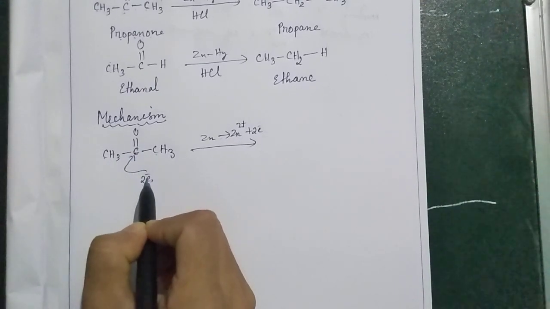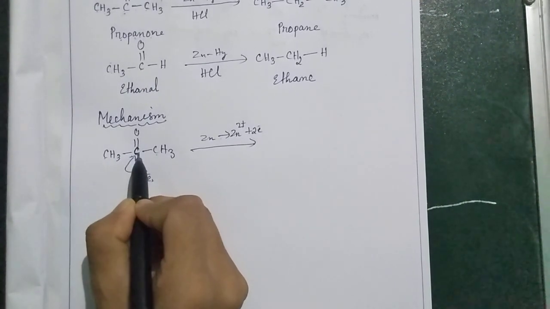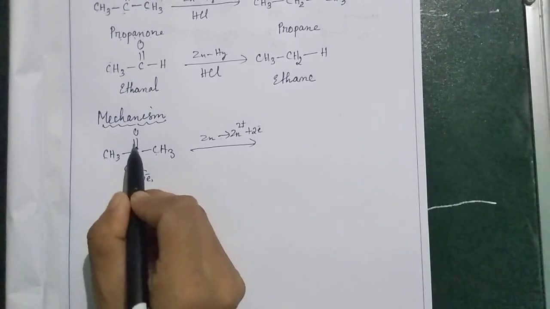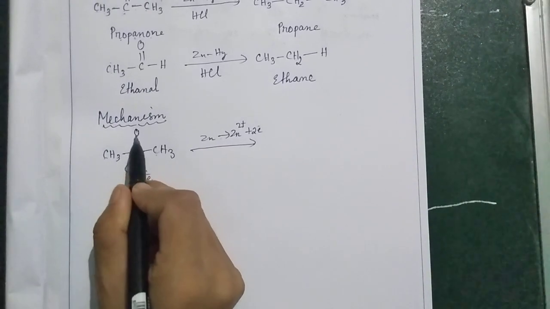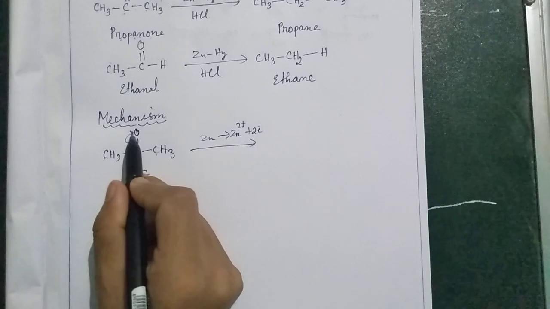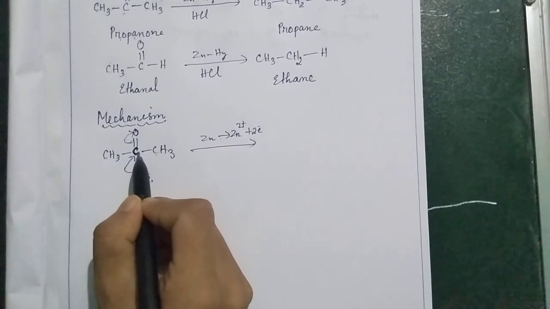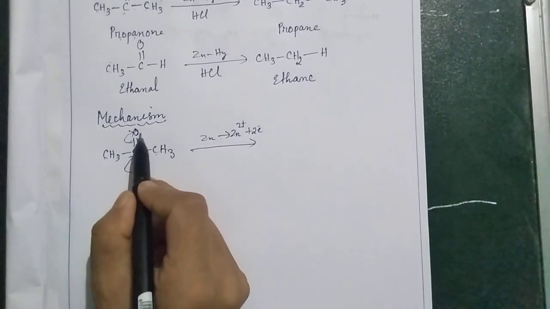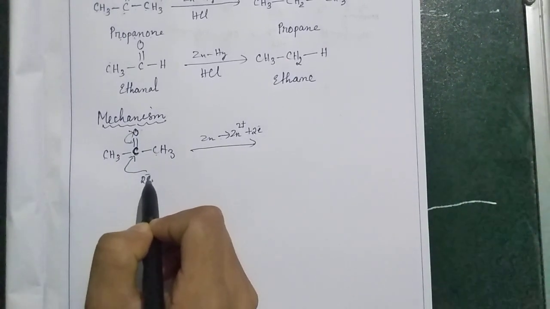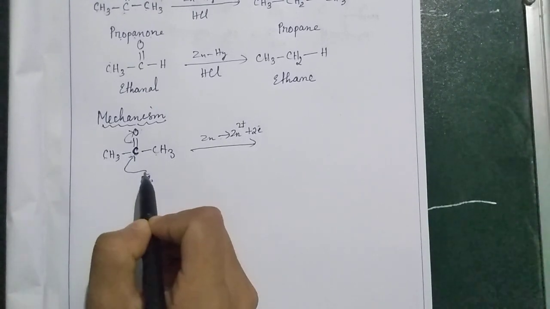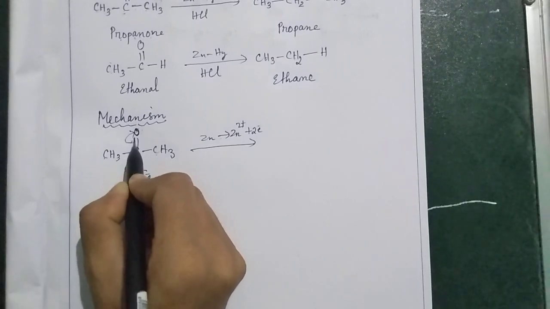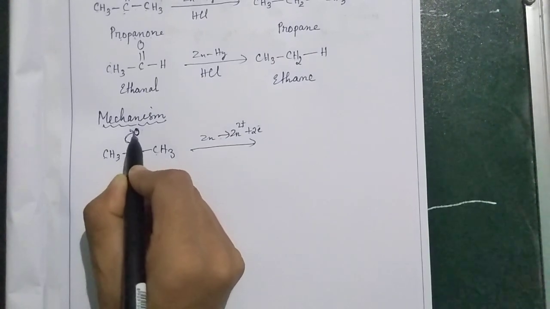The main reason behind this is that this carbon is the reactive carbon out of these 2, because it is attached to the electronegative atom oxygen, which has the tendency to pull the electron towards itself. This carbon will attain some partial positive character, and this will attain some partial negative character, so these 2 electrons will try to attack this carbon center. Now oxygen, being electronegative, will pull the electron towards itself.